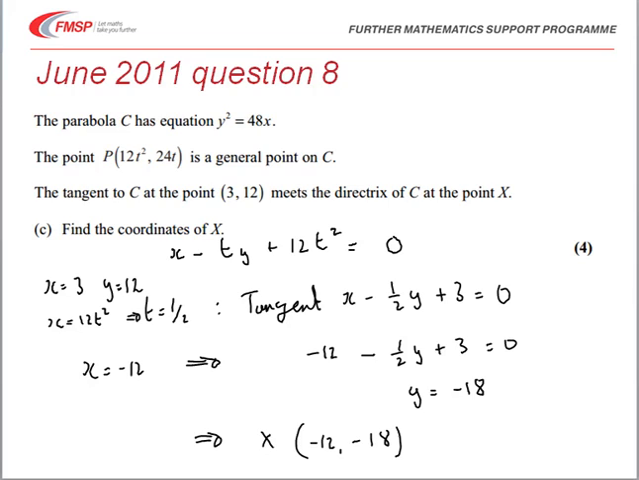The marking for this part of the question: there was a B mark, so no method required, for finding t is equal to 1/2. A method mark for using that value of t in the tangent equation, a method mark for using x equals -12 correctly, and finally an A mark for getting the coordinates of X correct.